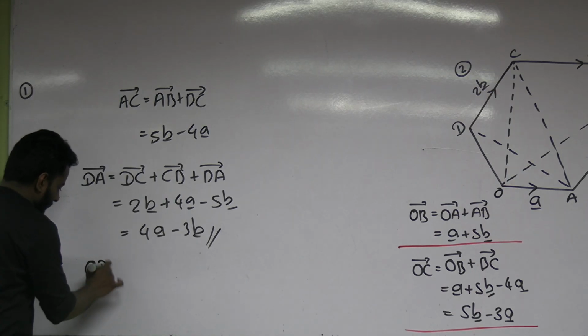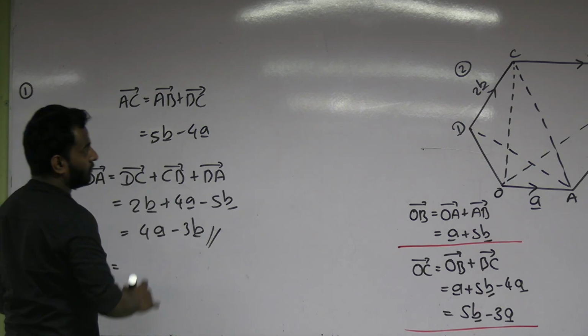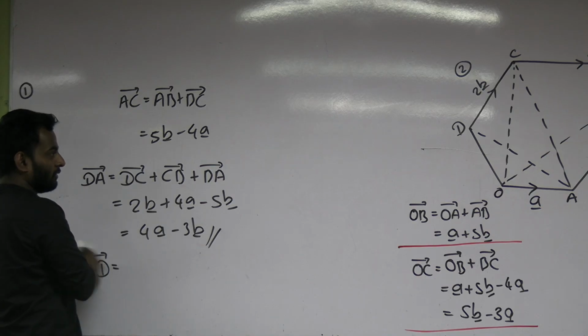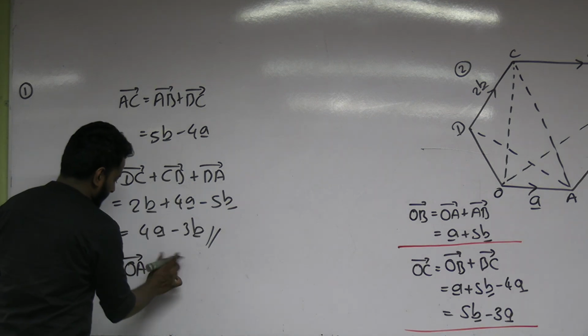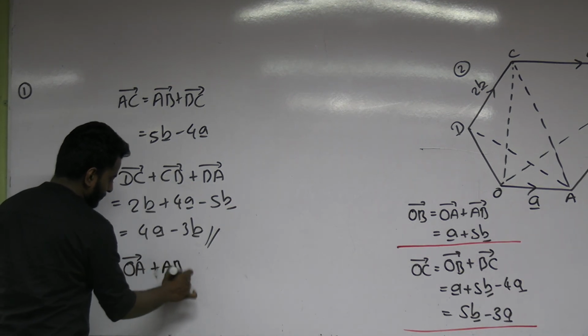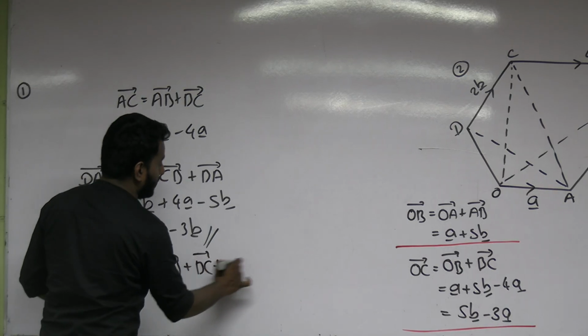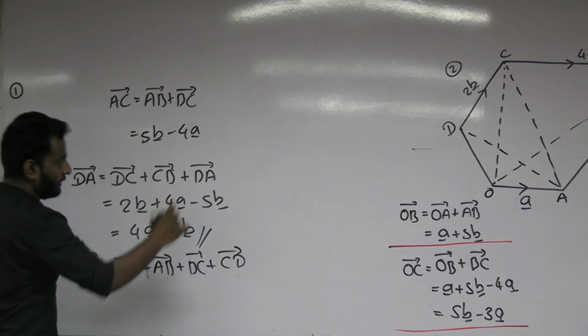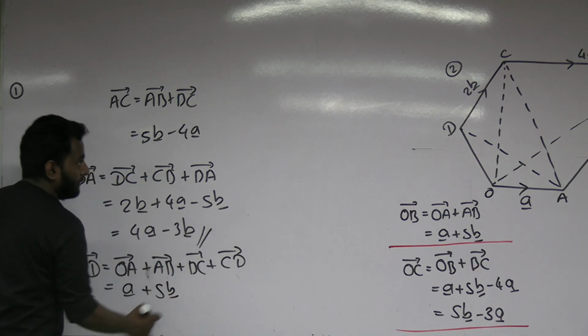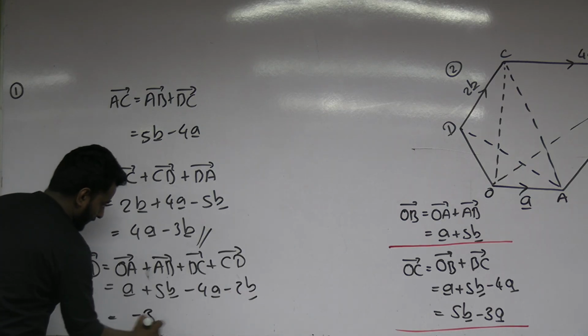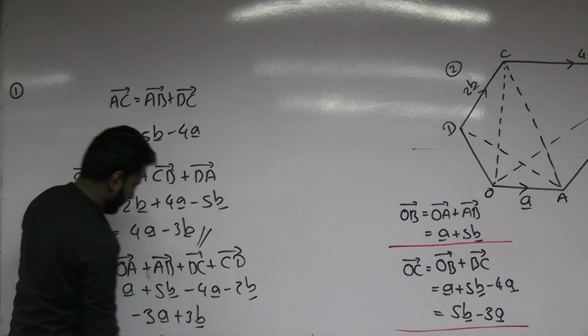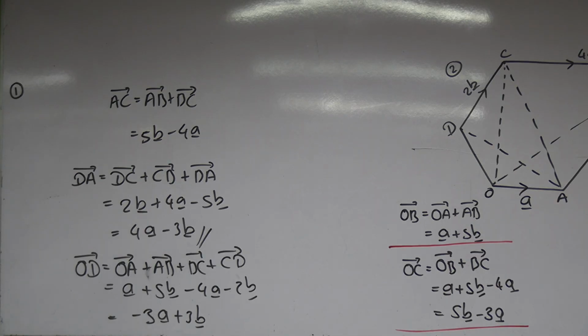So I can write OD equals, now since I have found DA, I will write it from the beginning. OD is OA plus AB plus BC plus CD. So OA is simply A, and this is 5B minus 4A minus 2B. When you simplify this, we get minus 3A plus 3B. Is that the answer for OD? Minus 3A plus 3B.